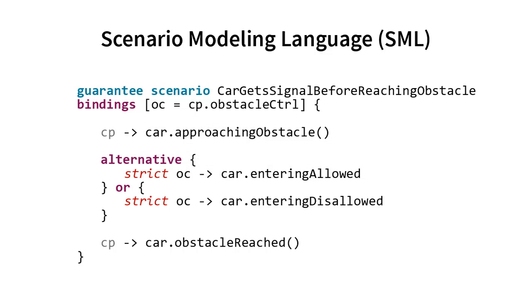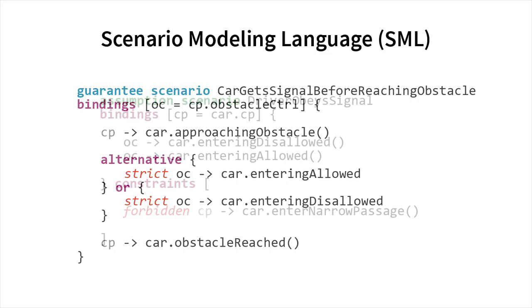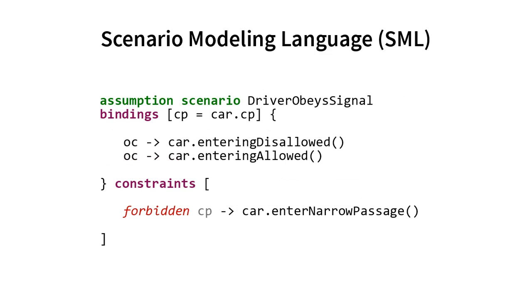Like, for example, this guarantee scenario, where we model the behavior of a car in the system when it approaches an obstacle. Or in this assumption scenario, where we model the behavior of a driver, as we expect he will not enter the narrow passage without receiving a positive or negative signal.